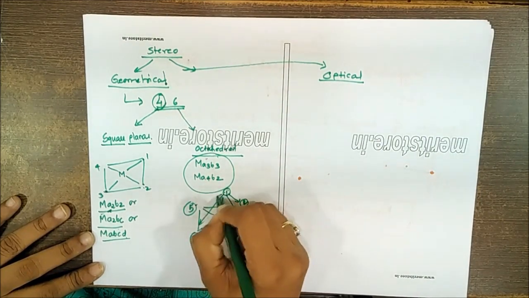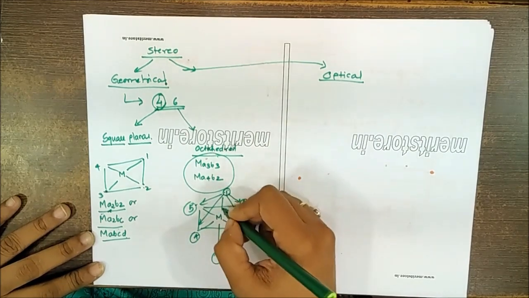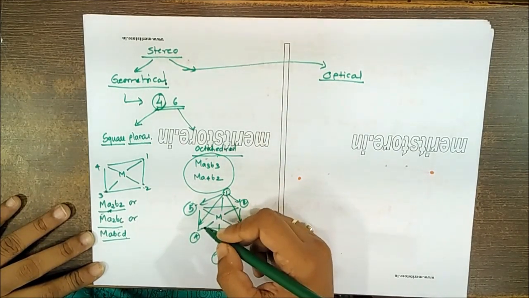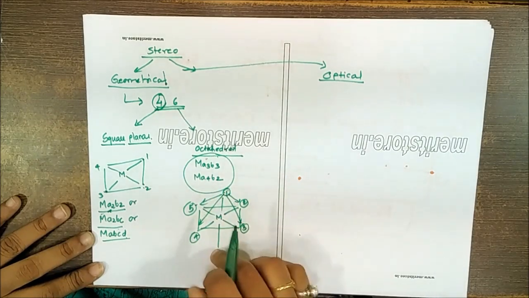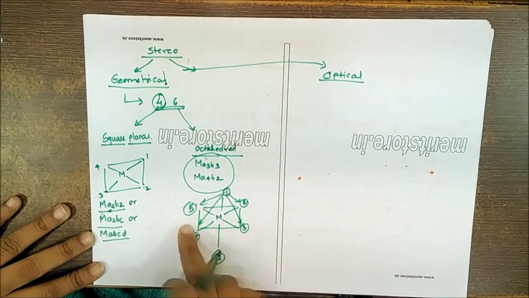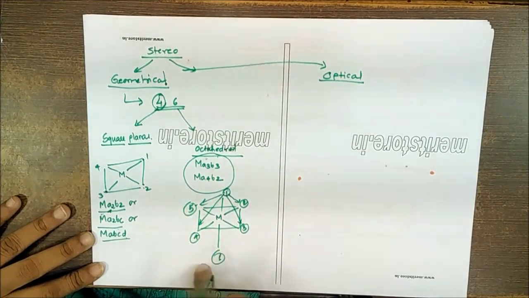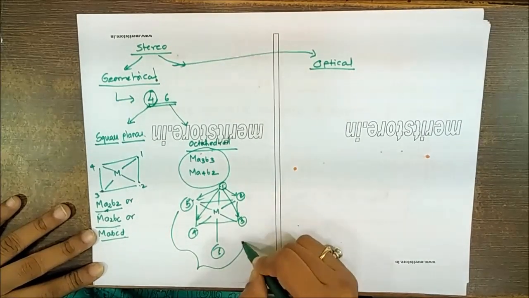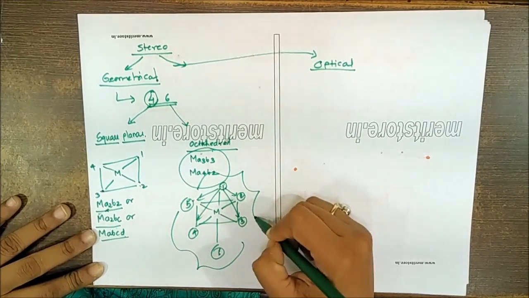Then 1 to 4 and 1 to 5, they are all cis. But when I talk about 1 to 6, or 2 to 4, or 3 to 5, they are all trans to each other. So they are on opposite sides.